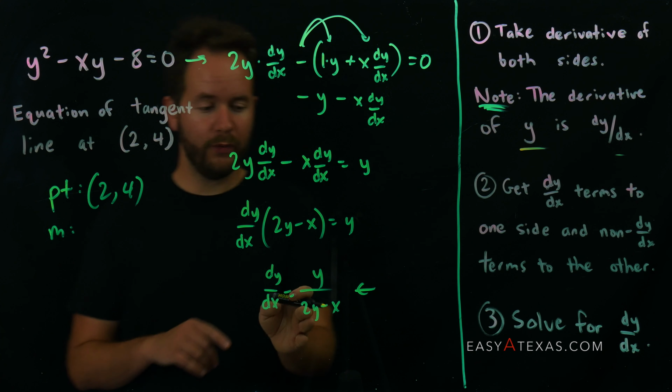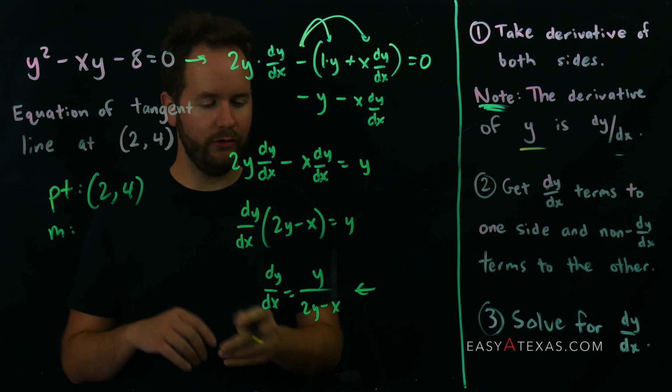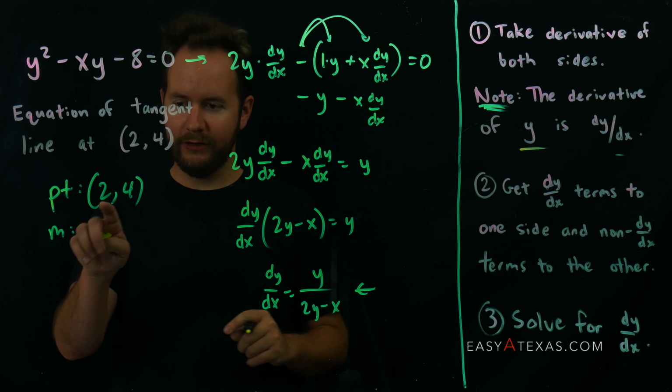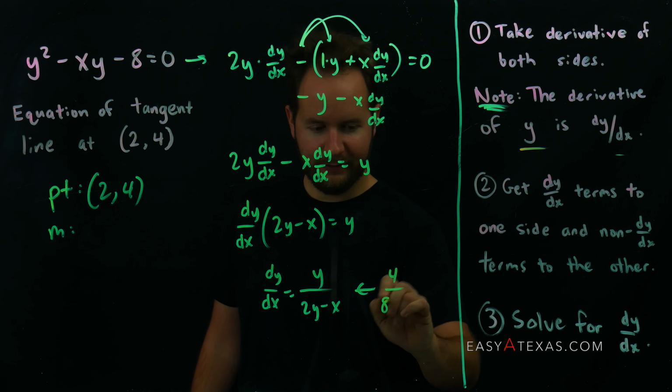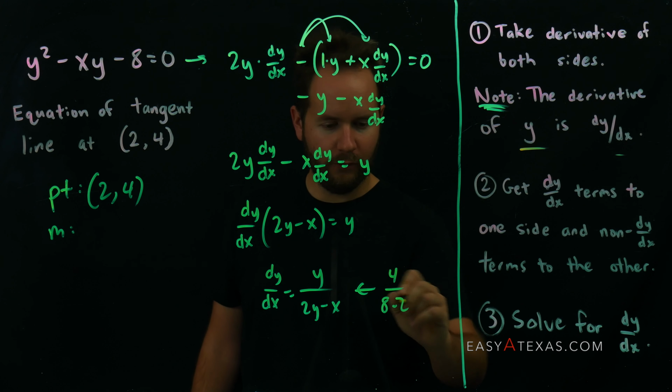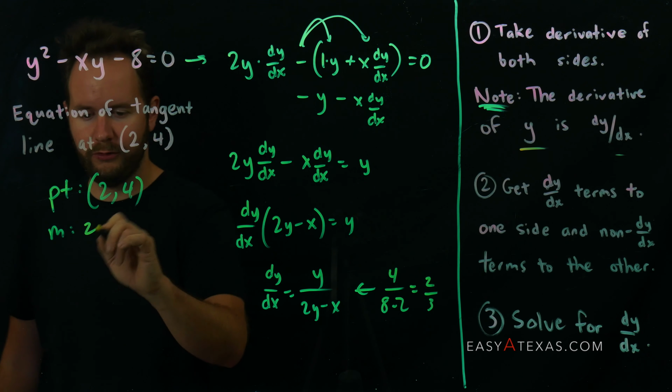Now, keep in mind, my derivative doesn't have just x in it as it used to. It has x and y. So when I plug in 2 for x and 4 for y, let's see what I get. I'm going to get 4 over 2 times 4 is 8. 2 goes there. 8 minus 2 is 6, so 4 over 6 is 2/3. So this is my slope, 2/3.